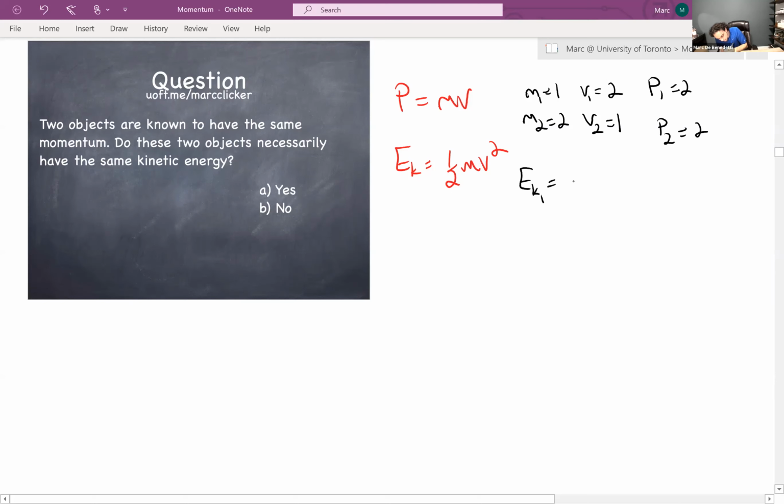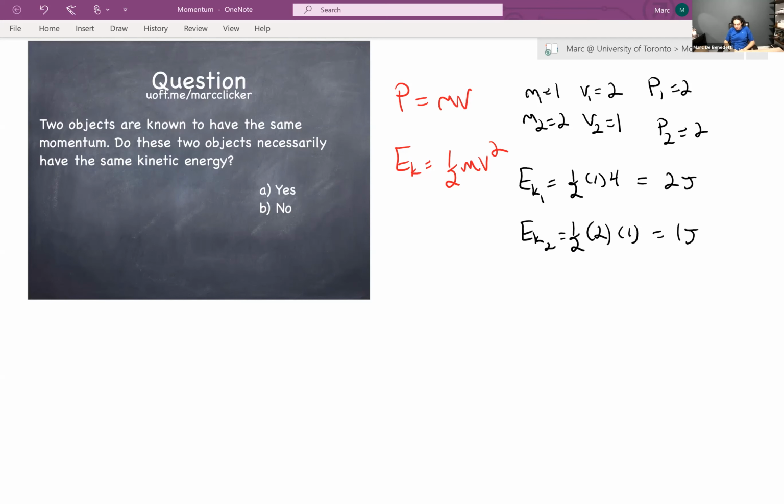EK1 would be 1/2 times 1 times 4, which equals 2 joules, and EK2 would equal 1/2 times 2 times 1, and that equals 1 joule. So even though the two objects have the same momentums, they have different kinetic energies. And I gave you a hint that you don't actually need to know physics to figure out the answer to this. You can use some psychology and logic.